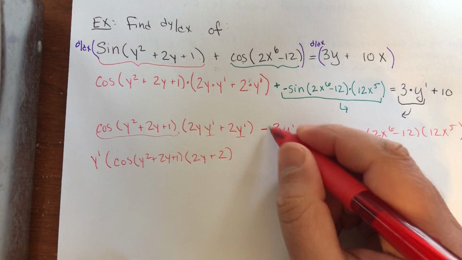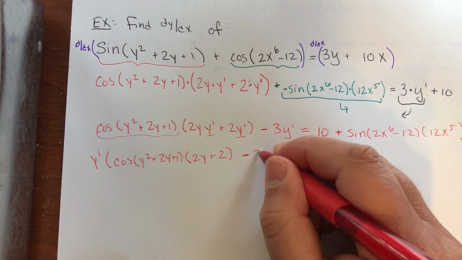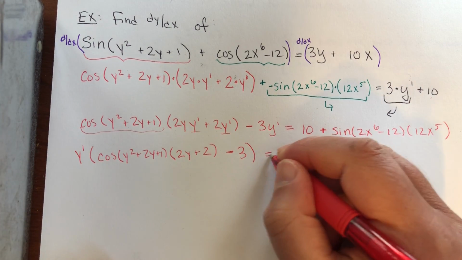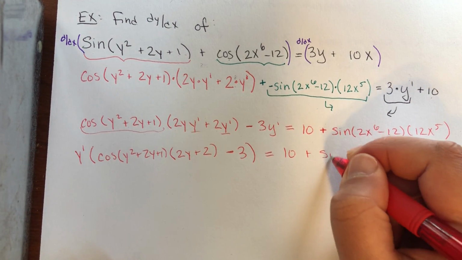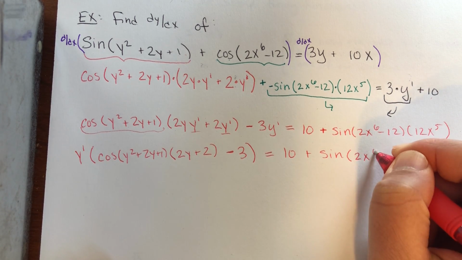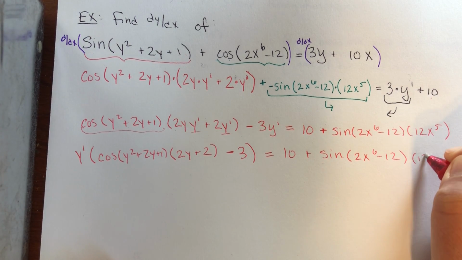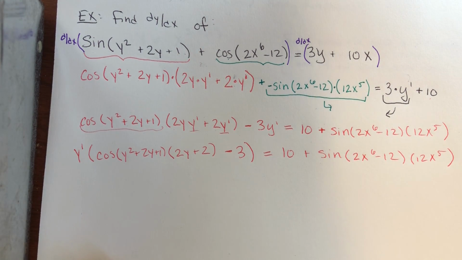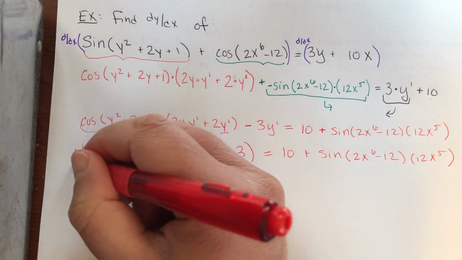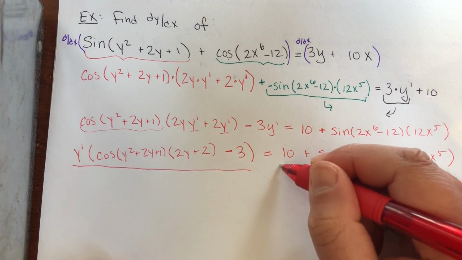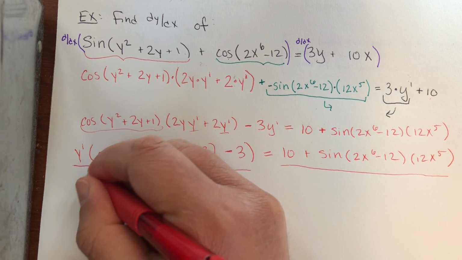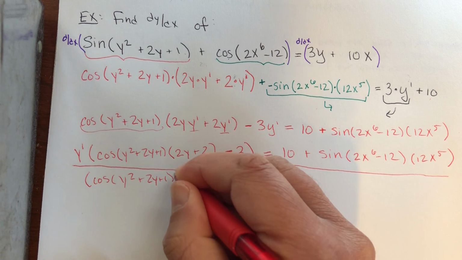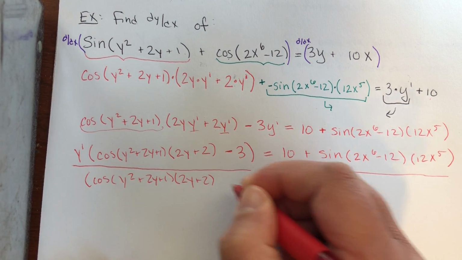And then we also need to factor out a y prime of our second term, so we're left with just a -3 on the inside. On the right-hand side of the equation, we have 10 plus sine of 2x to the 6 minus 12 times 12x to the 5th. And finally, to get that y prime by itself, we divide by everything inside the parentheses, which is going to be cosine of y squared plus 2y plus 1 times 2y plus 2 minus 3.